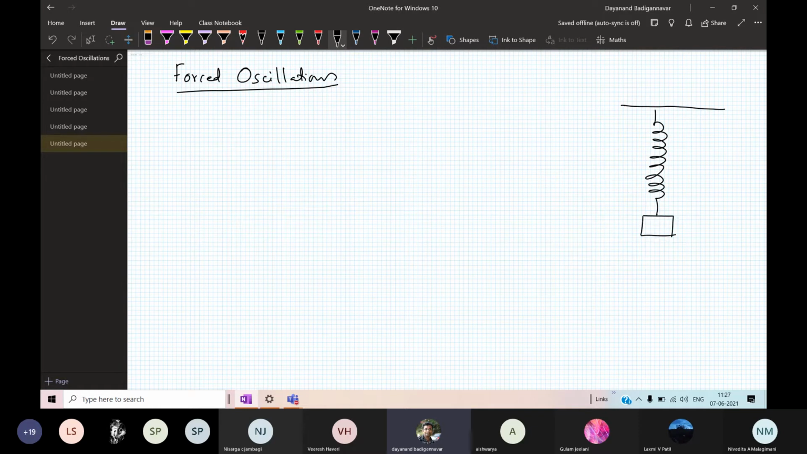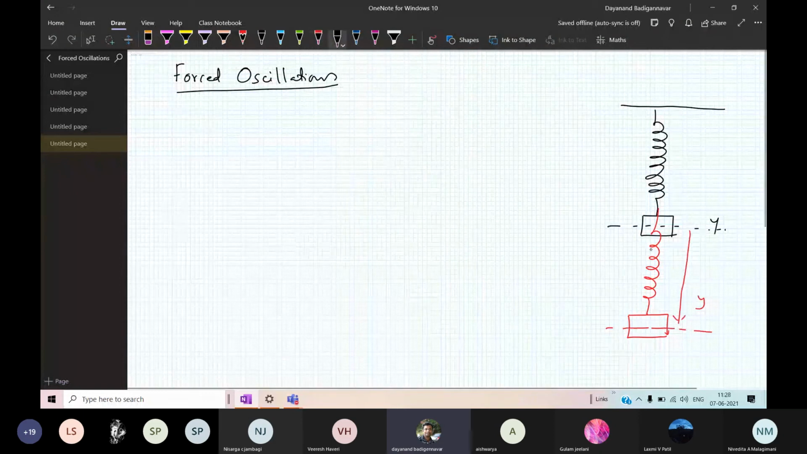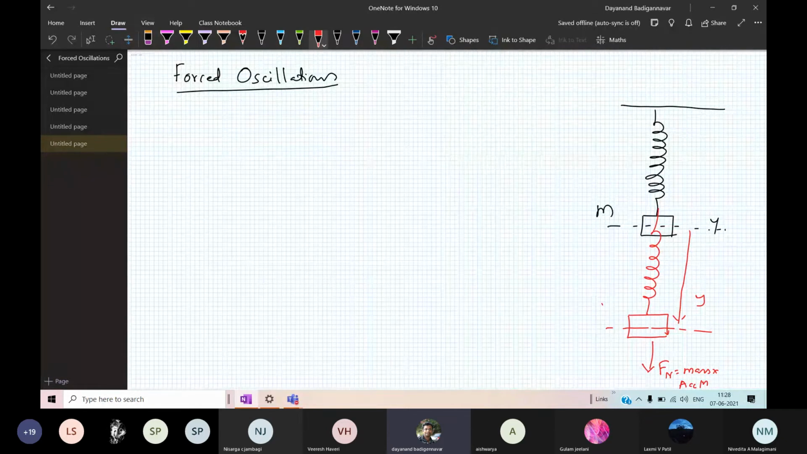This is at equilibrium, y equal to 0. A force is applied, so there is an extension in the spring. The displacement is y. M is the mass. What is the force that is applied? The applied force is Newton's force in the downward direction, that is mass into acceleration. Due to this, there is a restoring force, Fr.